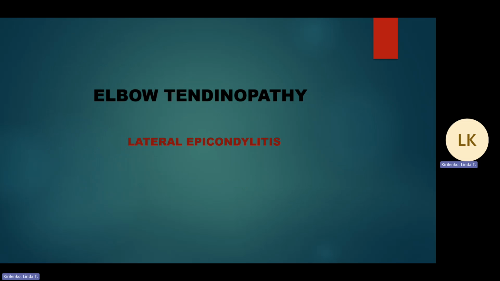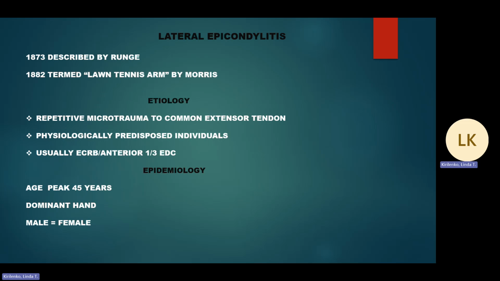A little bit about elbow tendinopathy. We're going to talk just about lateral epicondylitis. It was originally described in 1873 by Runge. In 1882, it was termed lawn tennis arm by Norris. The etiology is felt to be repetitive microtrauma to the common extensor tendon in physiologically predisposed individuals. Classically, the ECRB and anterior 1/3 of the EDC tendons are involved.